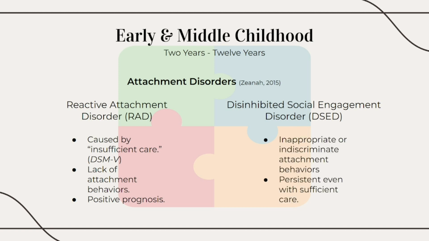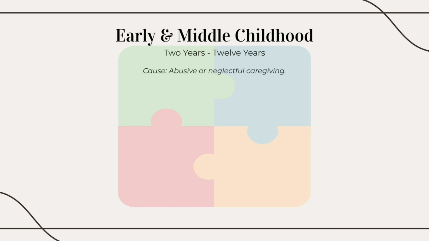Disinhibited social engagement disorder, however, is characterized by attachment behaviors that are inappropriate or indiscriminate. Children with DSED may treat every adult as a caregiver, while children with reactive attachment disorder form no attachment to any adults, including caregivers. DSED has been shown to be persistent even after sufficient care is established.